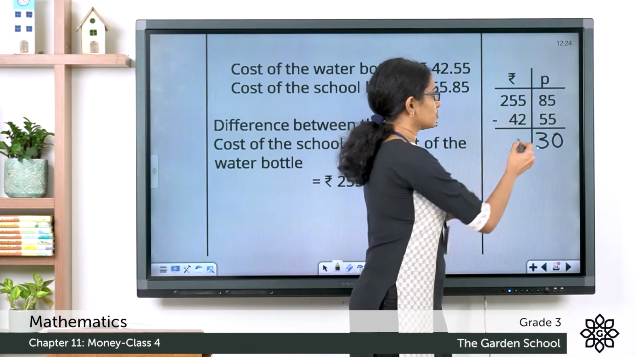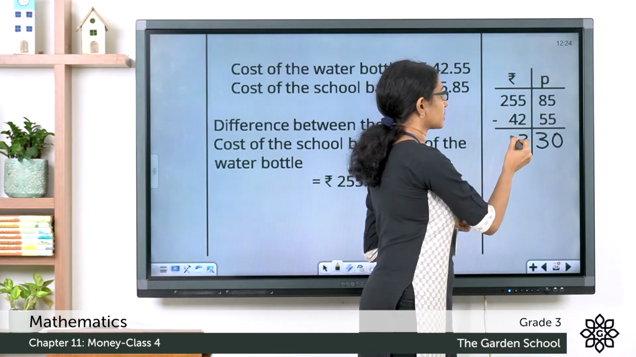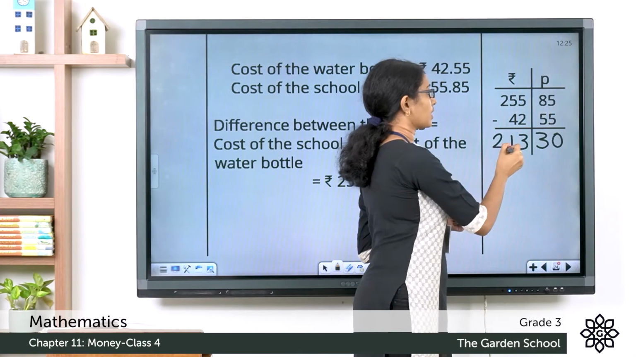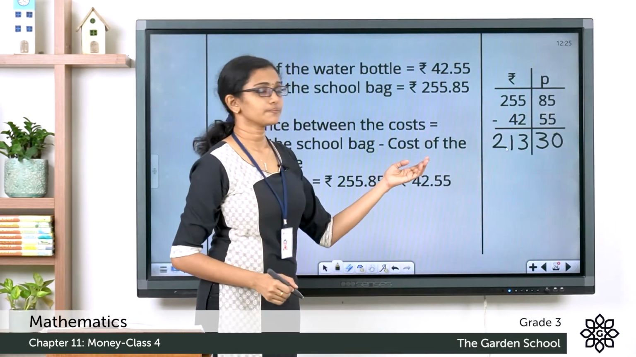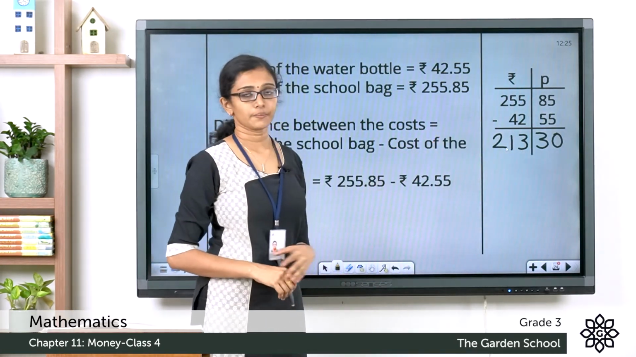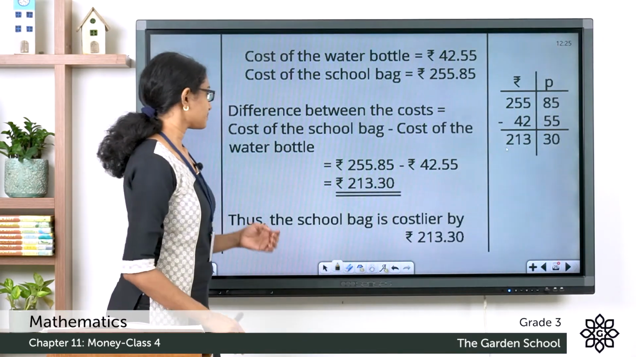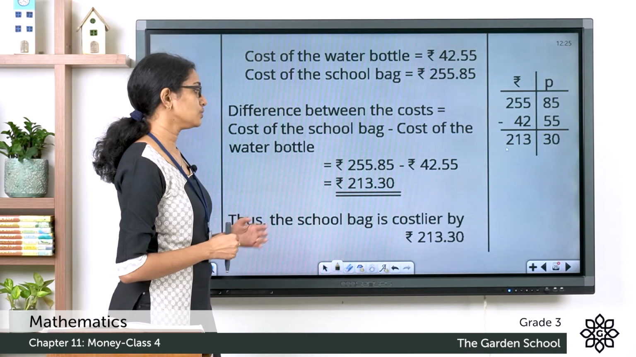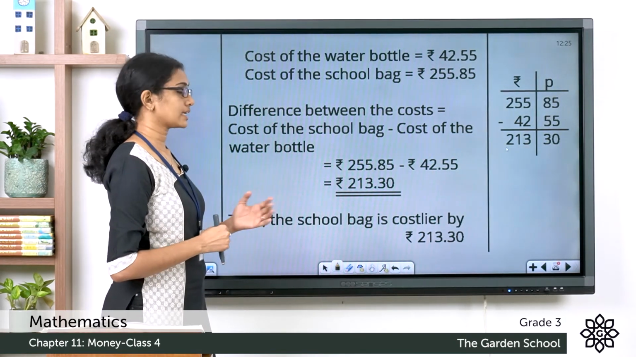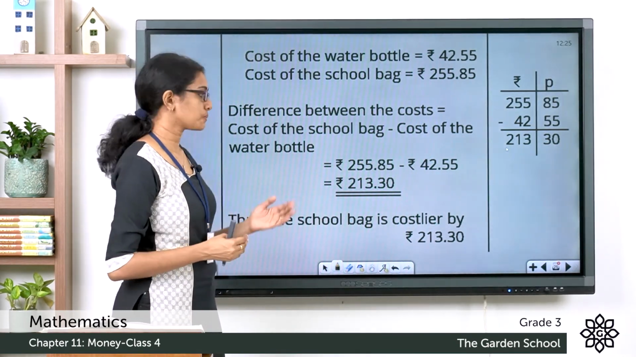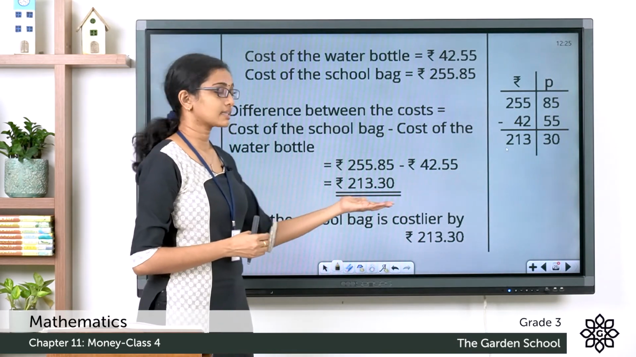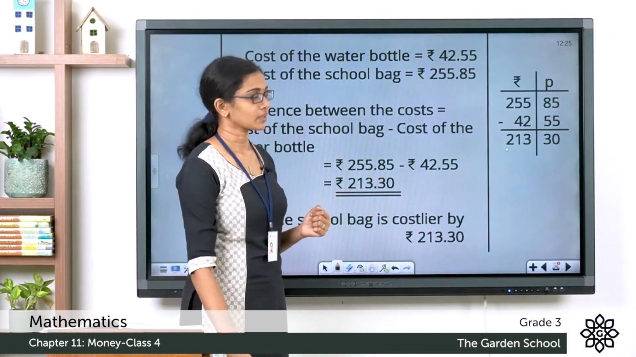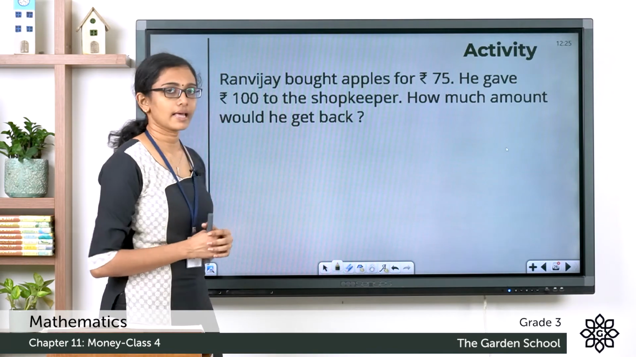So 5 minus 2, it is 3. 5 minus 4, it is 1. Then 2 here. So rupees 213 and 30 paise. Hence the difference in the amounts, or difference in the cost, is equal to 213 rupees 30 paise, and the school bag is costly by 213 rupees 30 paise. Now we'll do one activity.